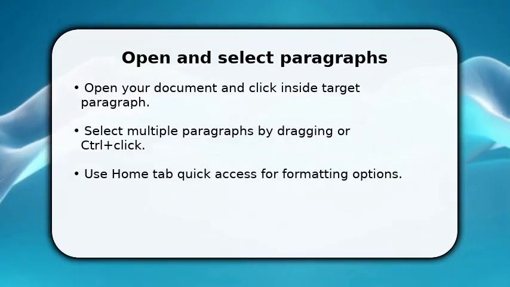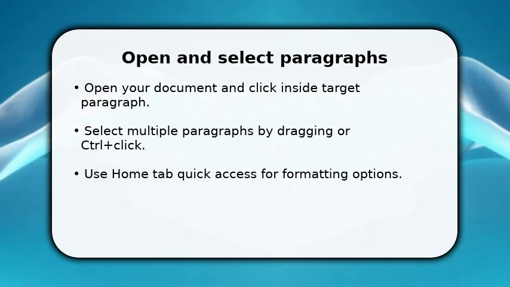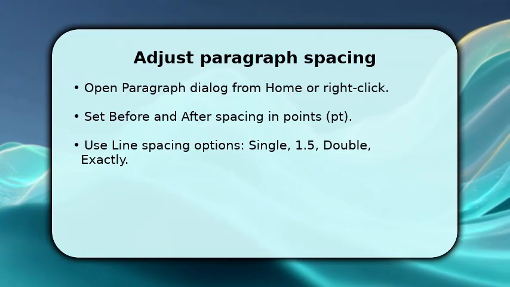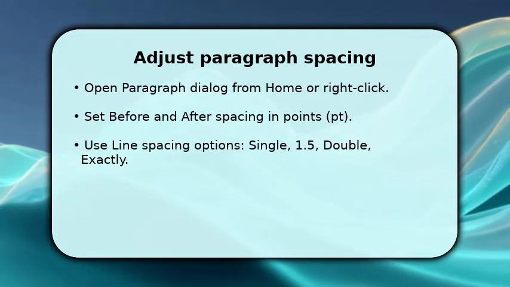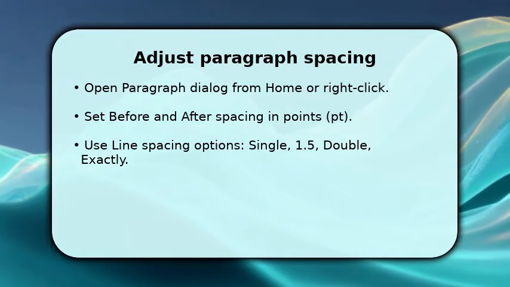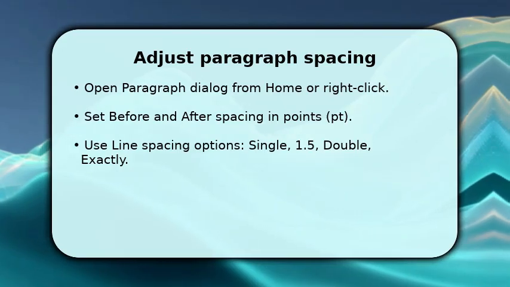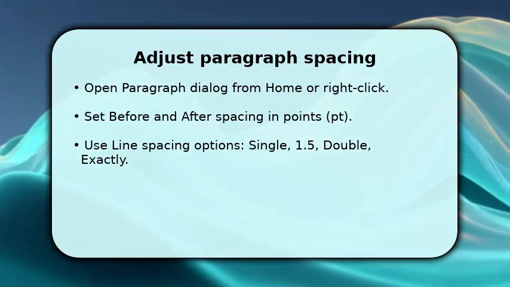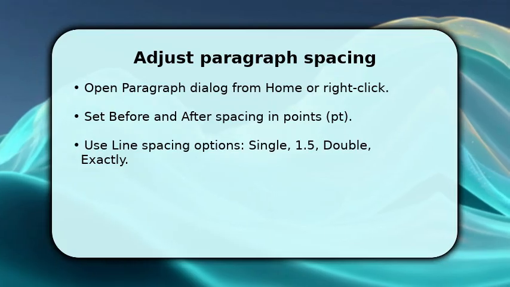Now move to the Paragraph tools to set precise spacing values. With your paragraph selected, open the Paragraph dialog via the small launcher in the Home tab or by right-clicking and choosing Paragraph. In the dialog, change before and after values in points to control space between paragraphs. 1 point is 1/72 inch.